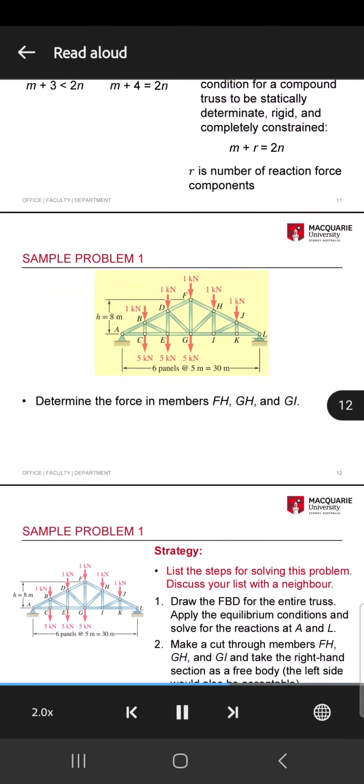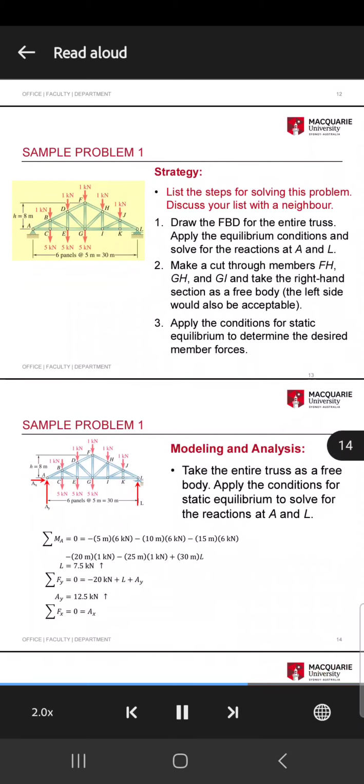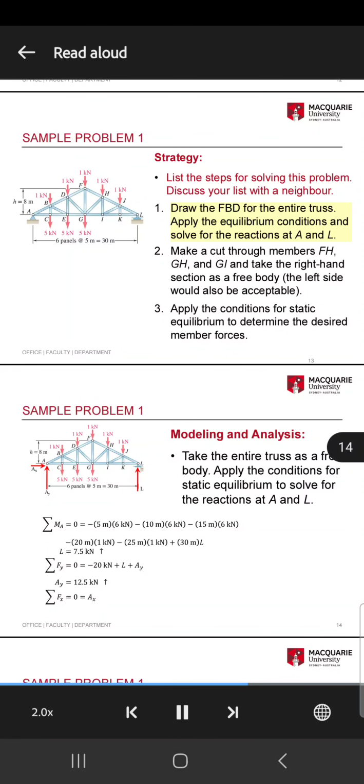Points A through L form a simply supported truss with a pin at point A and a roller at point L. 1. Draw the FBD for the entire truss. Apply the equilibrium conditions and solve for the reactions at A and L. 2. Make a cut through members FH, GH, and GI and take the right-hand section as a free body. The left side would also be acceptable. 3. Apply the conditions for static equilibrium to determine the desired member forces.